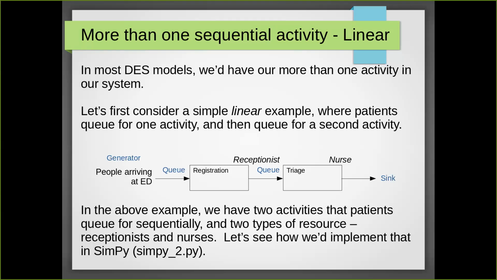So this is starting to look a bit more like a real-world system where a couple of different things are happening to them. And obviously this applies no matter how many processes happen to them. It could be they've got 10 things that they need to go through. So here, in this example, we've got patients arriving at the ED. They're then queuing to be registered by the receptionist. Once they're registered, they then queue for a nurse who's going to triage them, and then they leave. So that's the model we want to build here.